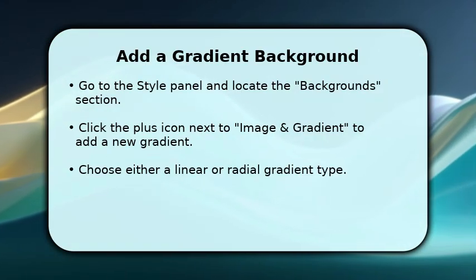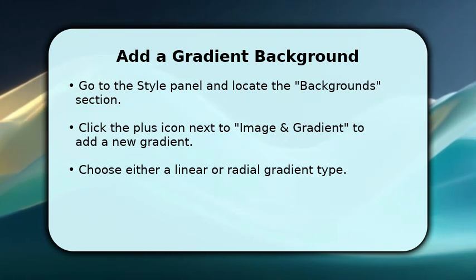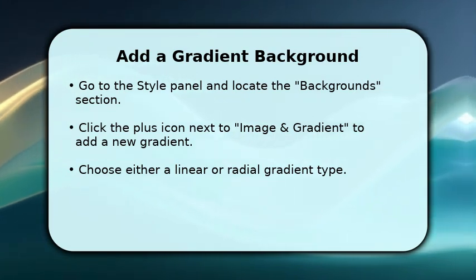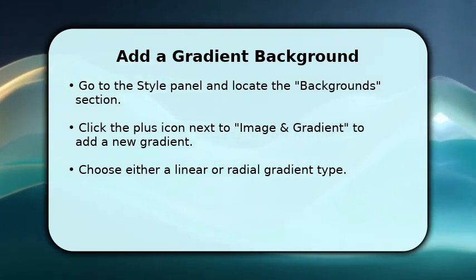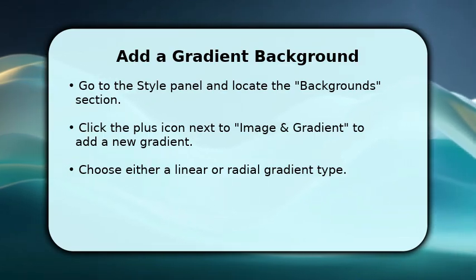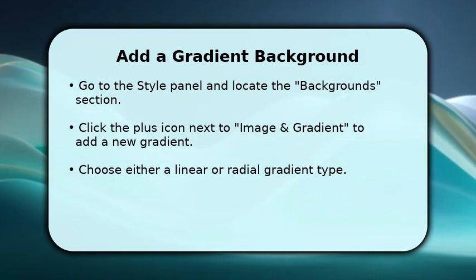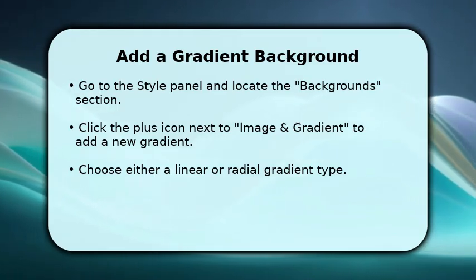Now that your text element has a class, let's add the gradient. In the Style panel on the right, scroll down until you find the Background section. Here, you will see an option for Image and Gradient. Click the small plus icon to open the gradient settings.